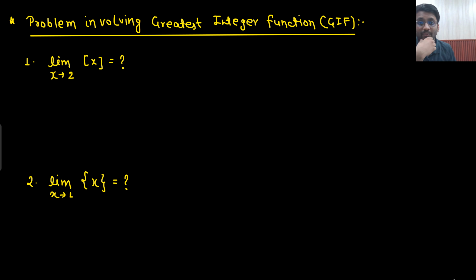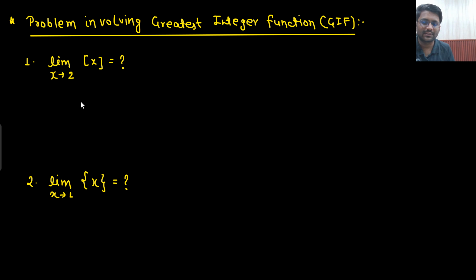We will solve the problems involving greatest integer function now. Try doing it on your own. I know that limit does not exist will be the answer, but what will be the answer at 2 plus and 2 minus? Think about it. Greatest integer function, this is what this is. This is partial fraction, right? So try solving it on your own.